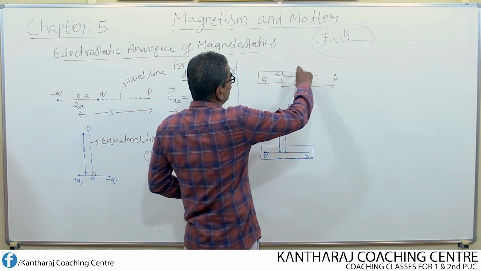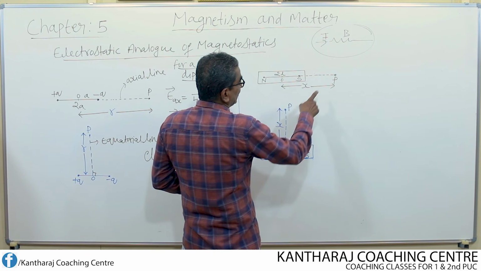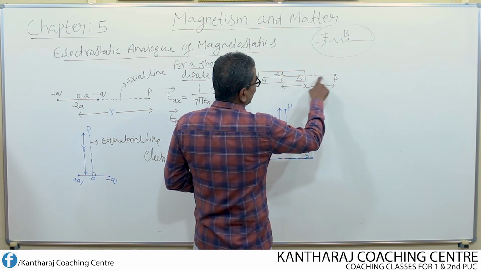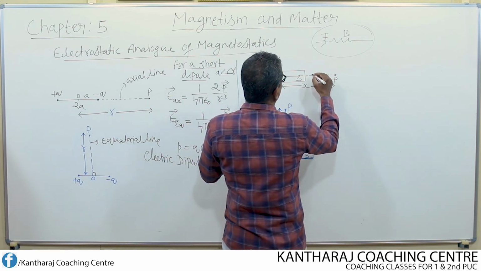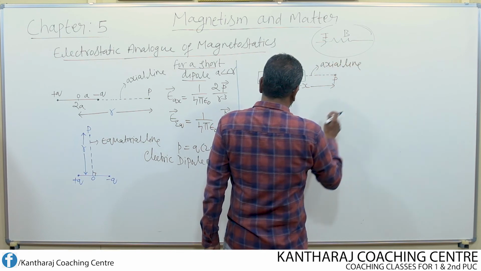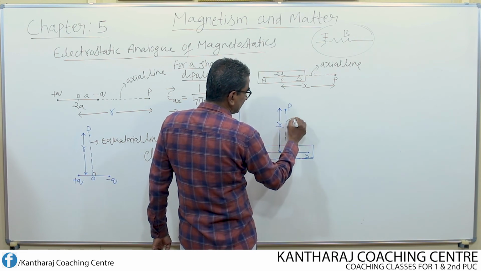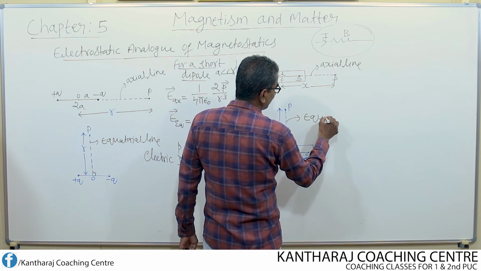See, this is nothing but a bar magnet. Now at a point P on the axial line, once again this is nothing but the axial line of a magnet. Axial line, and this is nothing but the equatorial line. So this is nothing but the equatorial line.